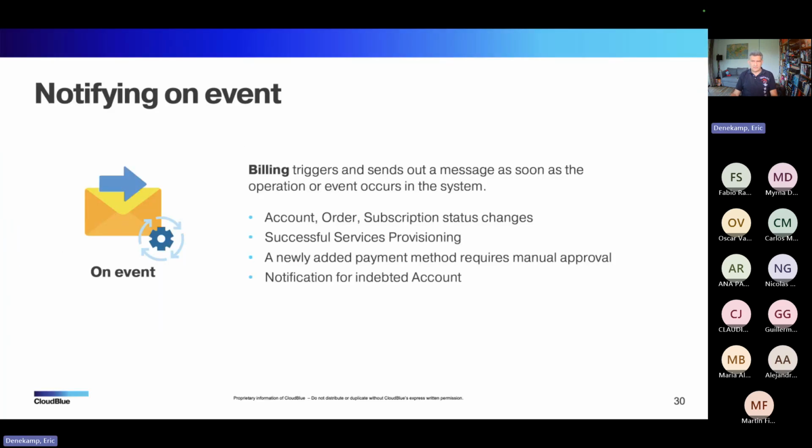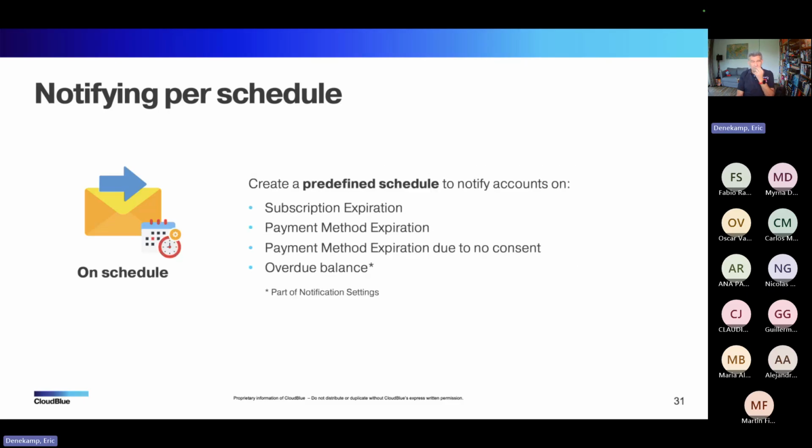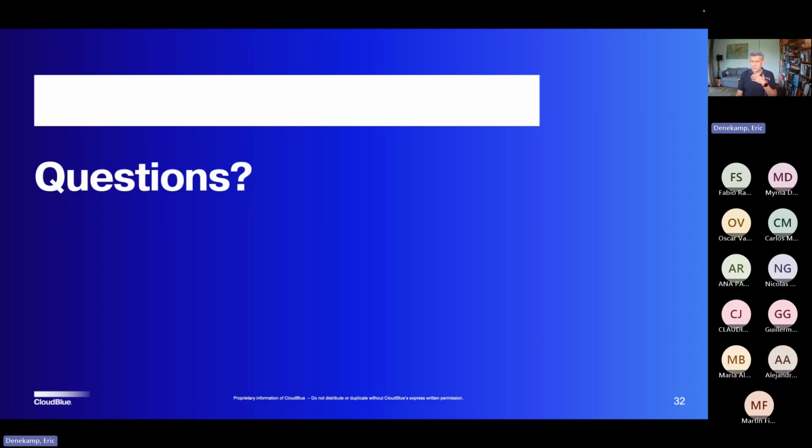Going back to my slide deck in the meantime, we have those notification billing triggers like account status changes, service provisioning, payment methods that require approval, indebted messages, et cetera. The predefined schedules we also covered. So what questions do you have on the notification part? If none, please give me that thumbs up again.